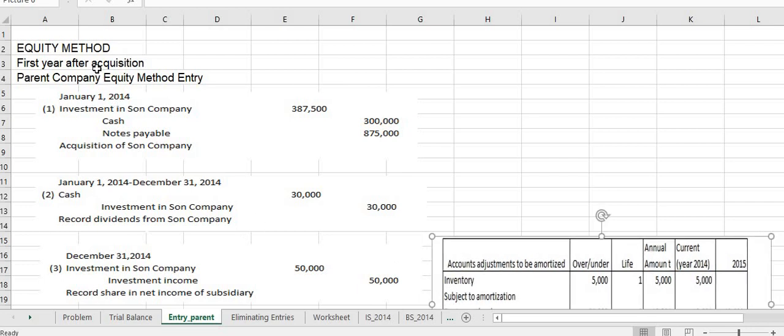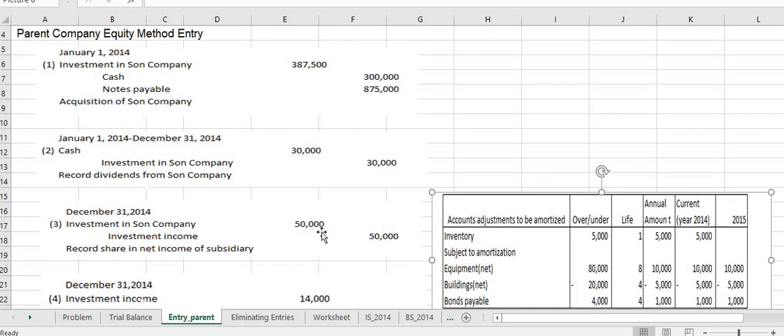So first, on the first year of acquisition, to record the investment, we shall debit investment in Sun Company for 387,500, credit cash for 300,000, and a credit to notes payable of 87,500. Okay? And then, to record the dividends, since the dividends is treated as a return of investment, the entry is a debit to cash and a credit to investment in Sun Company for 30,000. Okay? Yung dividends.